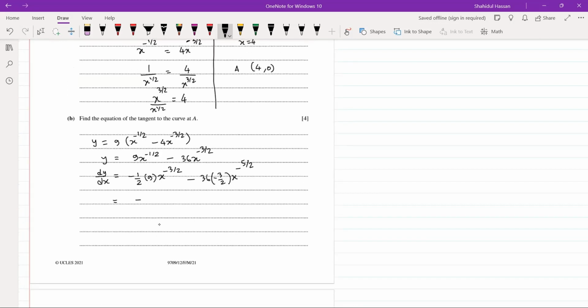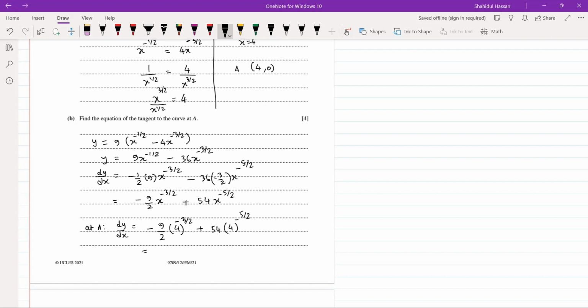I need more simplification. Minus 9 by 2 x to the power minus 3 by 2 plus 36 divided by 2 is 18 times 3 is 54 x to the power minus 5 by 2. So this is your dy by dx. Now at a specific point A, my dy by dx, at A the value of x is equal to 4, so I'm going to replace x with a 4. Do not forget the negative power. 54, 4 to the power minus 5 over 2.